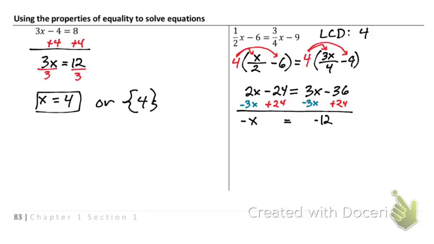Multiply both sides by negative 1. You have x equals 12. Our answer is x equals 12. Oh, that's a 24. Yeah, that was a 2y. Nope, it's 24 because we don't have any y's in this one.